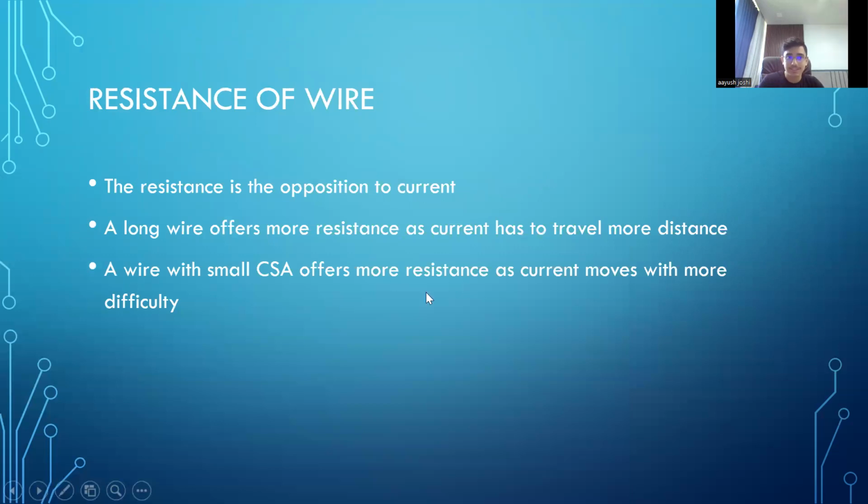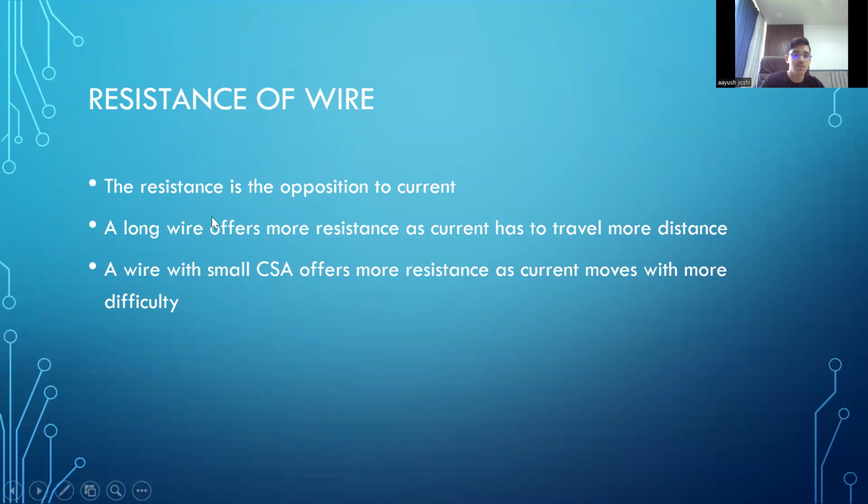Resistance of wire. The resistance is the opposition to current. A long wire will offer more resistance as current has to travel more distance, and a wire with a small cross-sectional area offers more resistance as current moves with more difficulty. You can imagine this as a car traveling on a highway or on a road. A long road means that a car has to burn more fuel, it has to travel much more distance than a short road. Or when I'm talking about cross-sectional area, you could imagine that as traffic. There's a crazy traffic jam, and the car cannot move really quickly. It has to move very slowly. So that means that it has to move with much more difficulty.